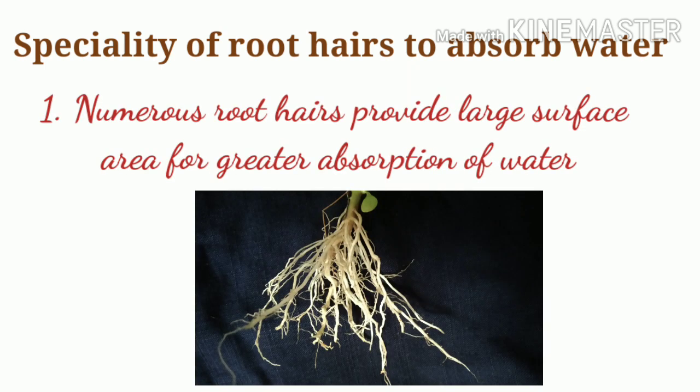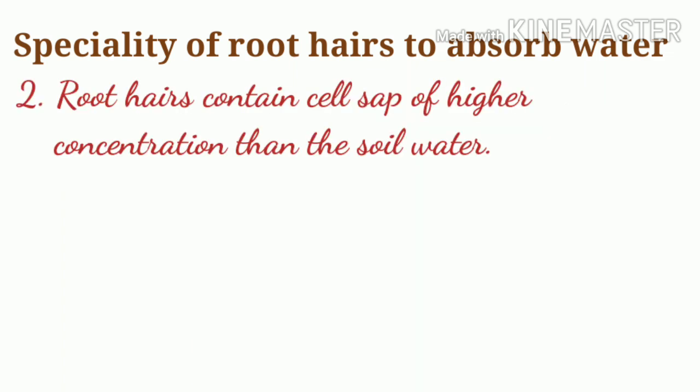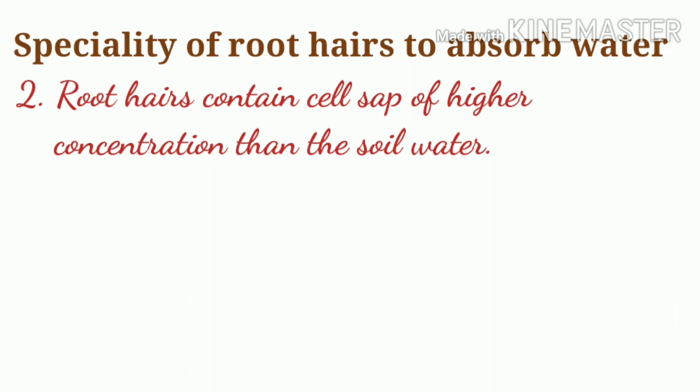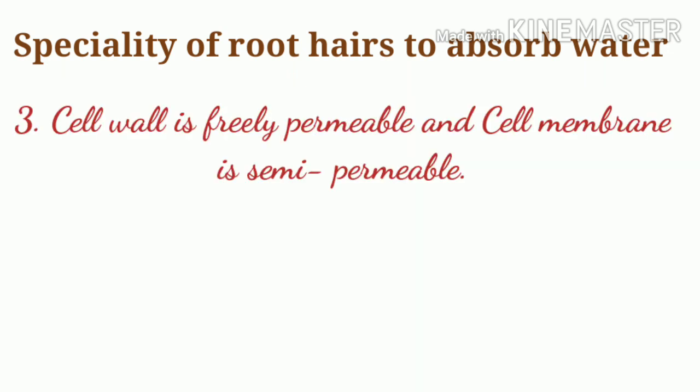Now, let's know what are the specialities of root hairs to absorb water. The first one is that the enormous root hairs provide a large surface area for greater absorption of water and minerals. The root hairs contain cell sap which is of a higher concentration than the surrounding soil water. And the cell wall is freely permeable and the cell membrane is semi-permeable.